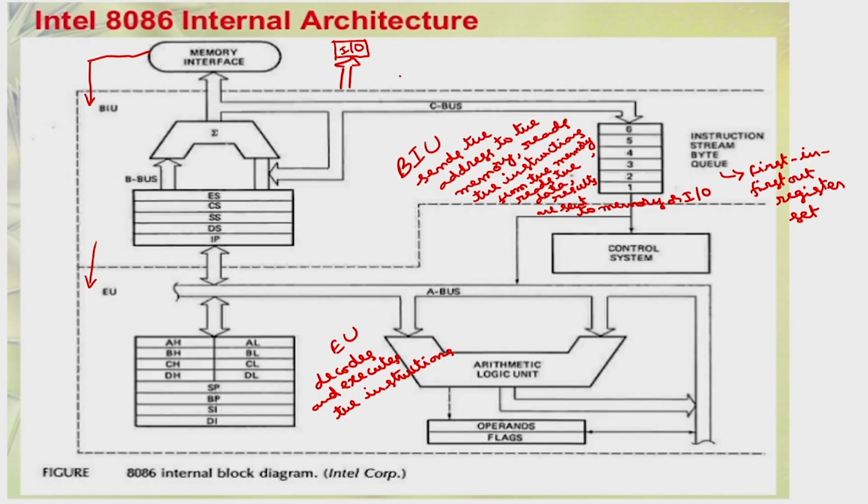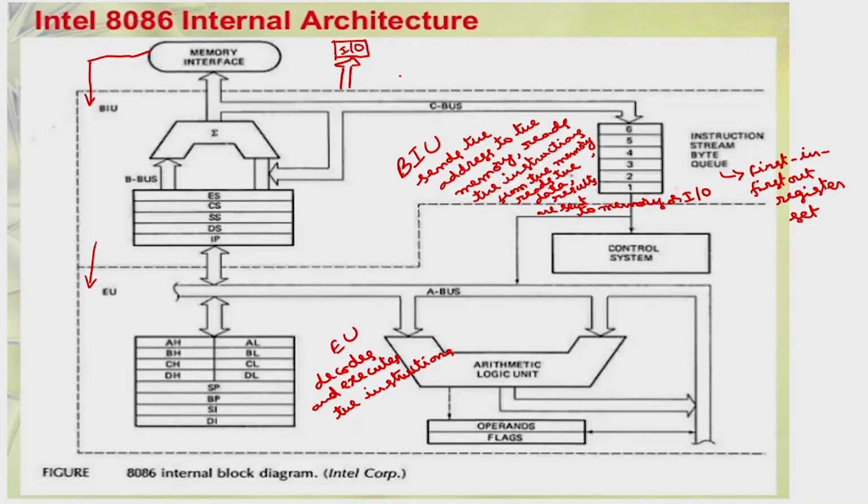And the remaining blocks, most of the things we have already discussed. We have the segment registers: extra segment, code segment, stack segment, data segment, and instruction pointer. The purpose of all these registers we have already discussed. And this is the arithmetic logic unit. This is the physical address calculation unit, as I have told, for computing the physical address from the offset or the logical address.